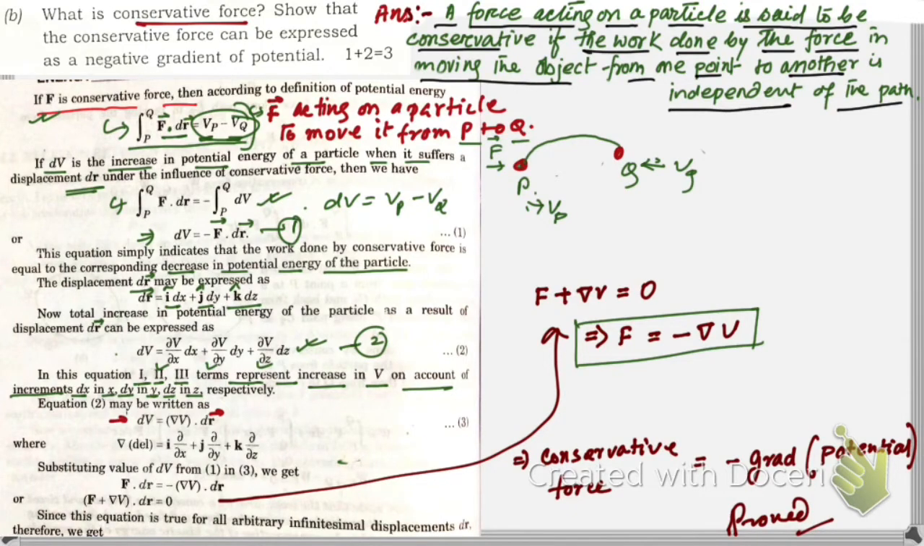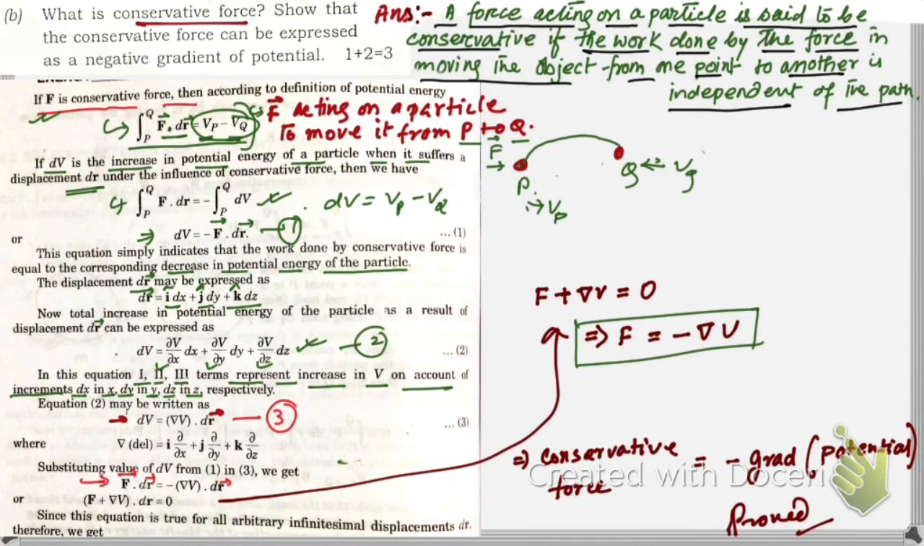And if you substitute the value of dV from 1 in 3, then you will get F dot dr, vector F dot vector dr, equal to negative gradient of V dot dr, right? So you will get this. What we have done, you can see clearly, is that this dV is replaced by minus F dot dr from 1. So I hope you have understood this. This is equation number 3, right?